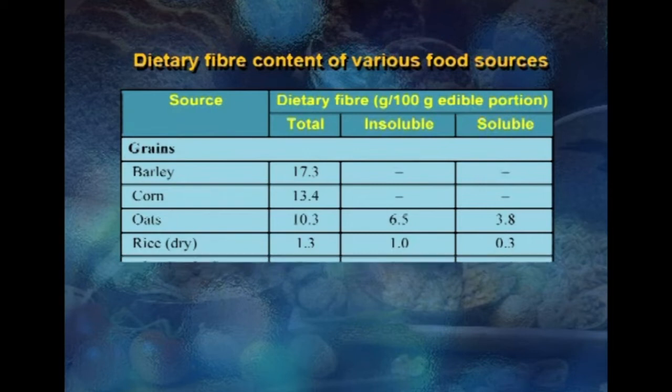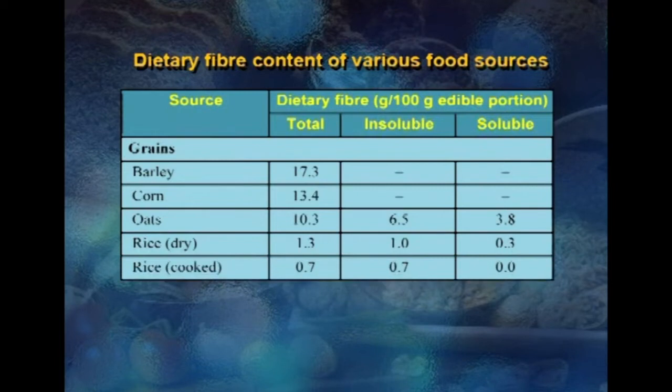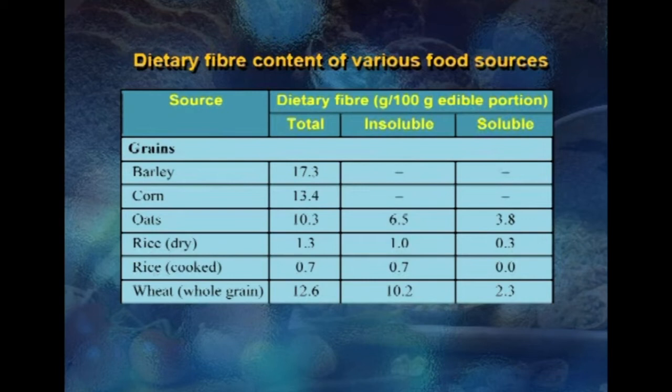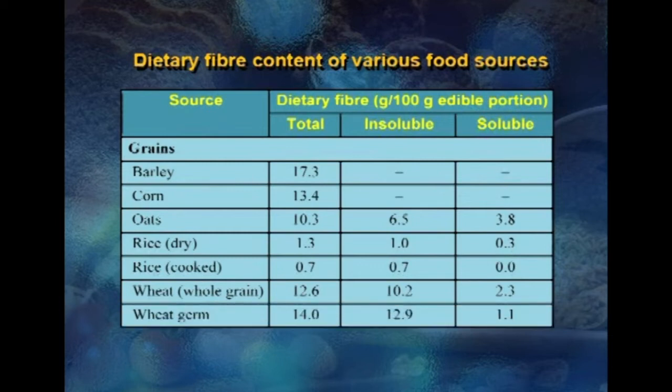Looking at the dietary fiber content of cooked rice, it has got 0.7 grams of dietary fiber for every 100 grams of rice we eat. Whole wheat has got 12.6 grams of dietary fiber with 10.2 insoluble and 2.3 grams of soluble dietary fiber. Wheat germ is a very good source of dietary fiber with 14 grams for every 100 grams of edible portion, out of which 12.9 is insoluble and 1.1 is soluble fiber.